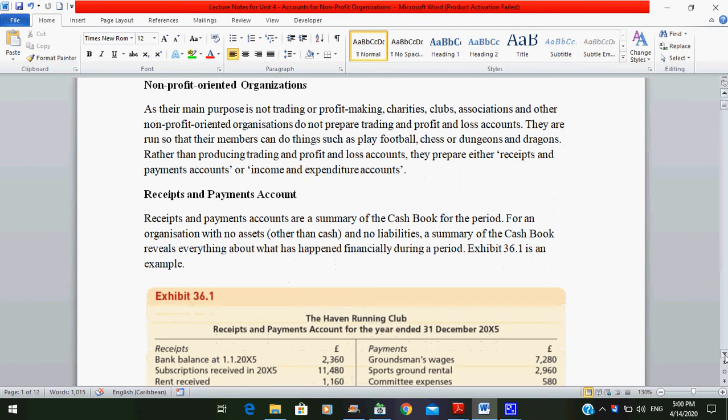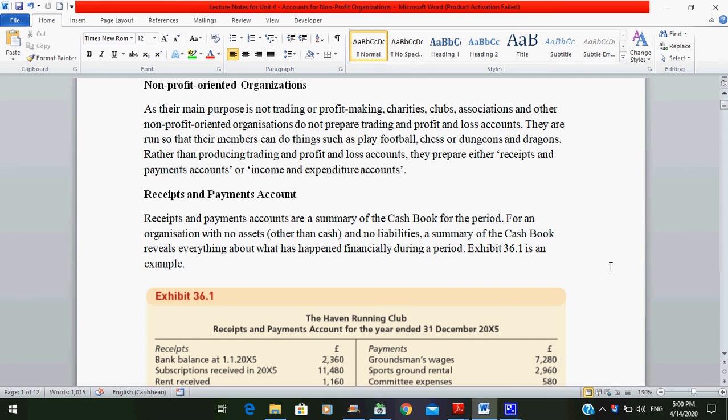they prepare either receipts and payments accounts or income and expenditure accounts. Now, a receipts and payments account is a summary of the cash book for the period. Cash coming in, cash going out. So for an organization with no assets other than cash and no liabilities, a summary of a cash book reveals everything about what has happened financially during a period.